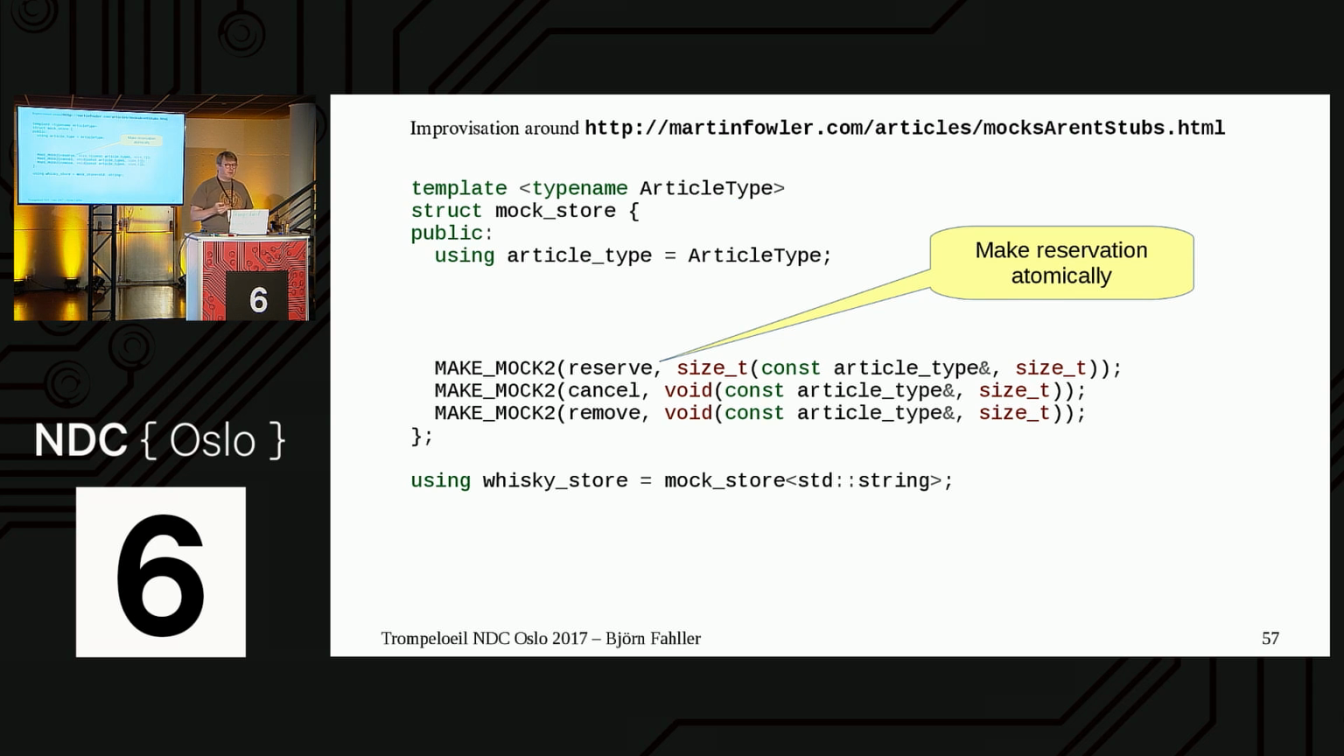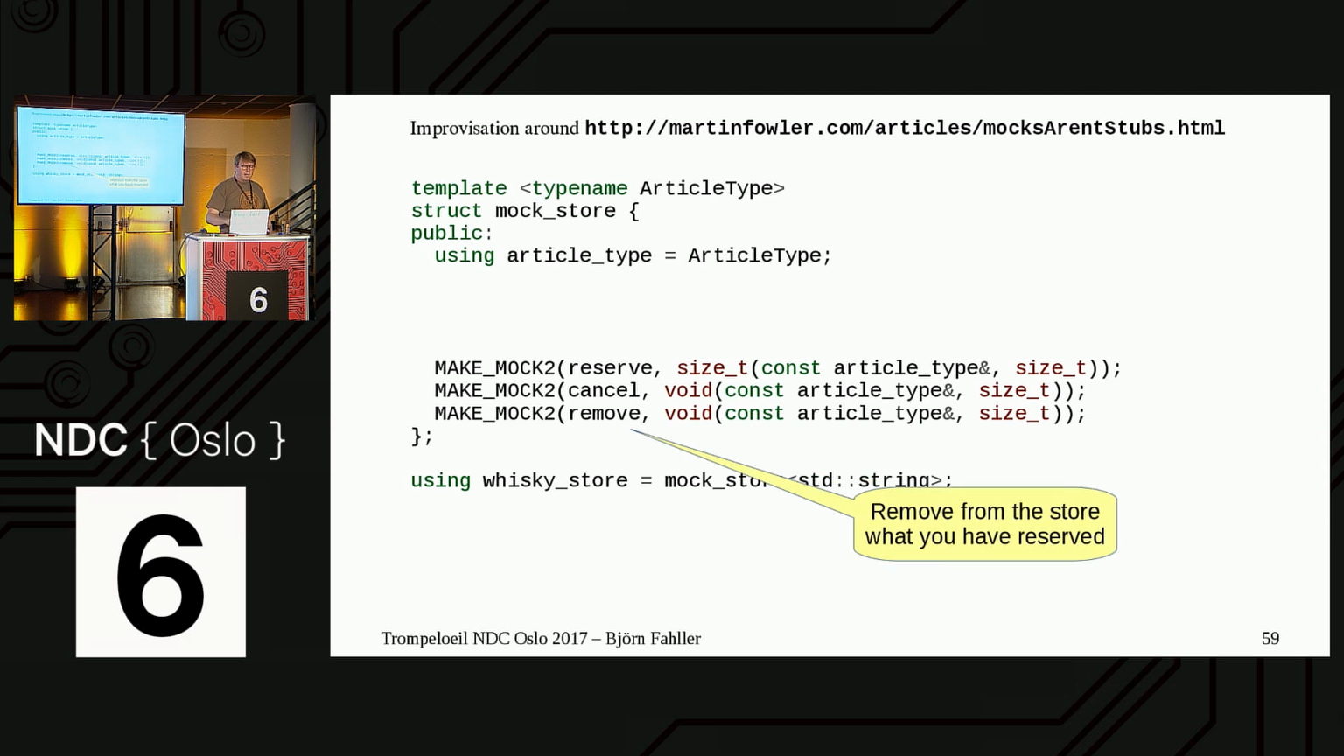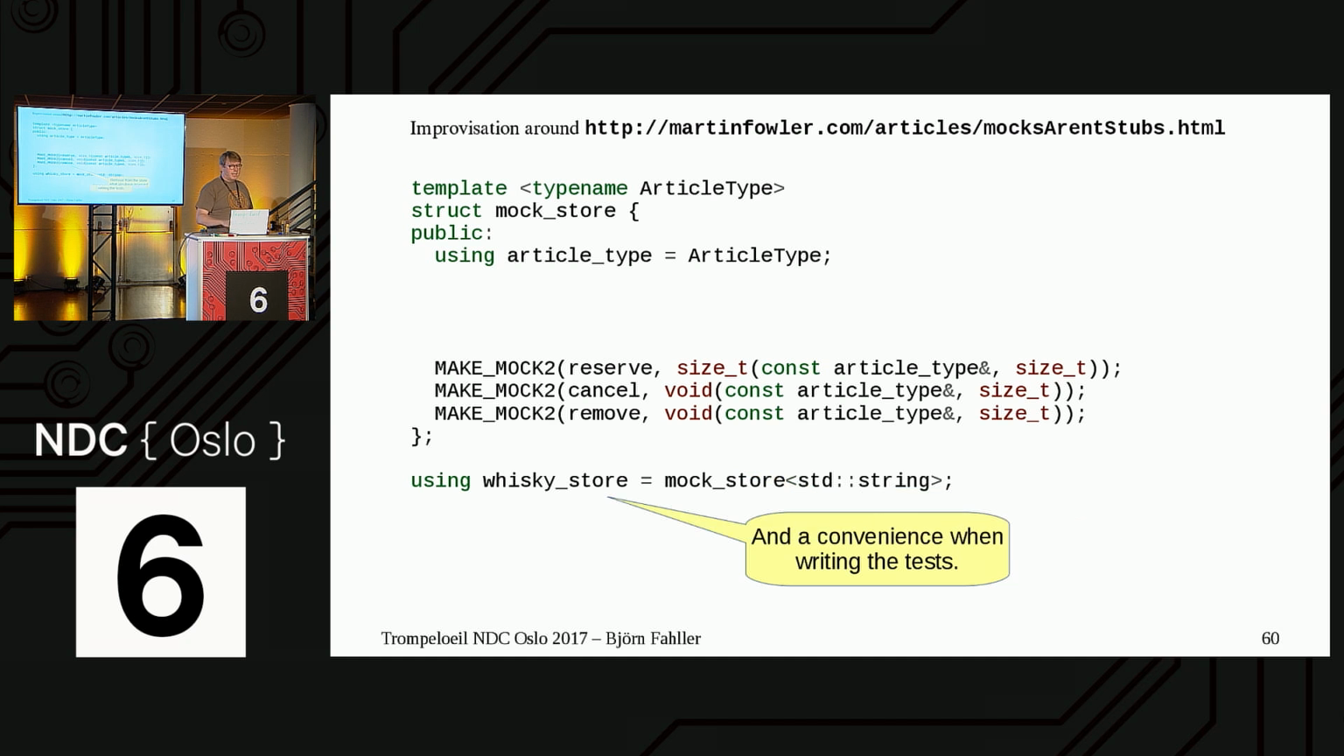And we have a reserve that just says, I want 50 Taliskers, and it says, you got 20, sorry. And if you're really disappointed, you just cancel those 20, because how much fun is just 20 Taliskers? Or if you're happy with it, remove 20 Taliskers from the store, that's fine. And a convenient type alias for the test. You may note now that we're mocking a class template. Some mocking frameworks have trouble with this. Others use different syntax just because it's a template. Not here. It's all the same.